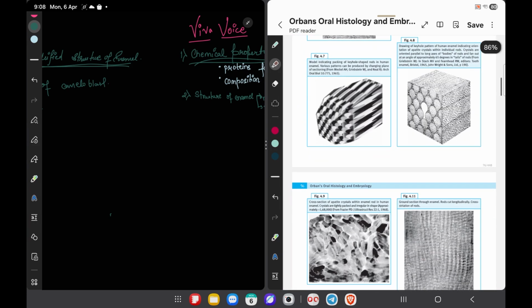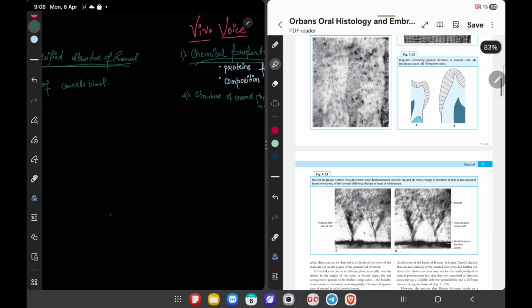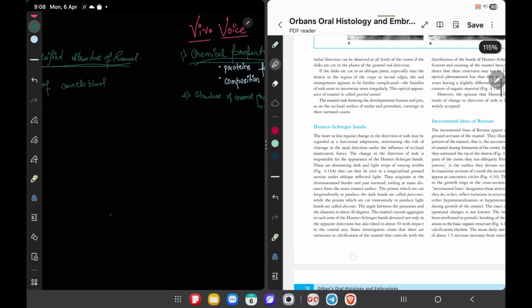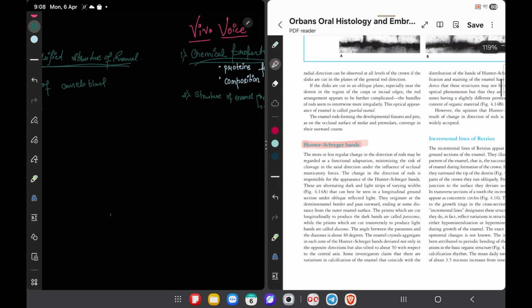See, keyhole pattern. I told you about the keyhole pattern. This is the keyhole pattern appearance. Hunter-Schreger bands is also a very important topic. It also comes under the hypocalcified structures of the enamel. There are the directions of the Hunter-Schreger bands. What are the parazones, diazones? What is the angle between parazones and diazones?